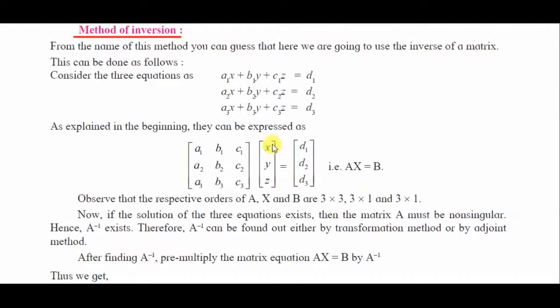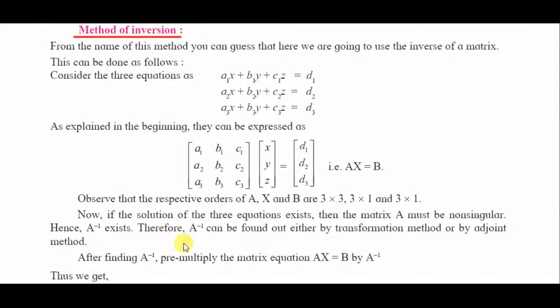Capital X is the variable matrix, a column matrix, so there is only one column with the rows x, y, z. And the last matrix, B, is the constant matrix, which is always on the right hand side of the equation. It is also a column matrix with the rows d1, d2, d3: d1 for the first equation, d2 for the second equation, d3 for the third equation. We do not have to change the order of equations. The order of equations and the sequence of variables must be the same in each equation. That part must be clear.